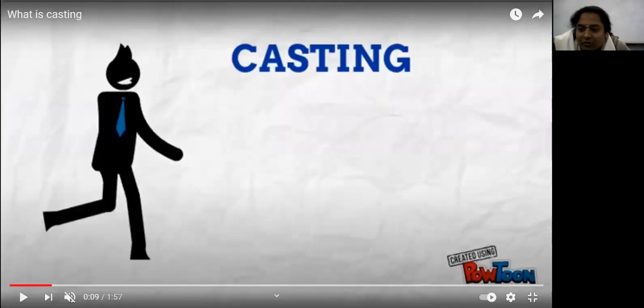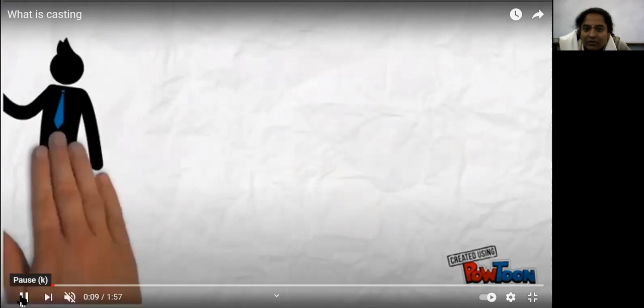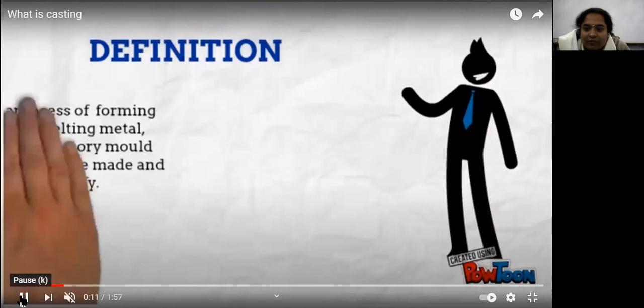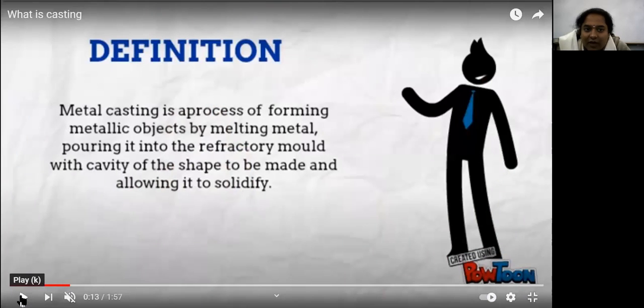So hello all. Today we are going to learn about a new trade called casting. Here you will know what casting is and what the steps involved in casting are. So let us know what casting is and what the steps involved are. First, let us see the definition of casting.